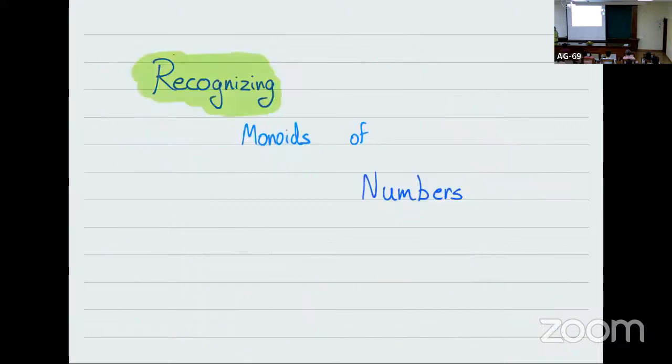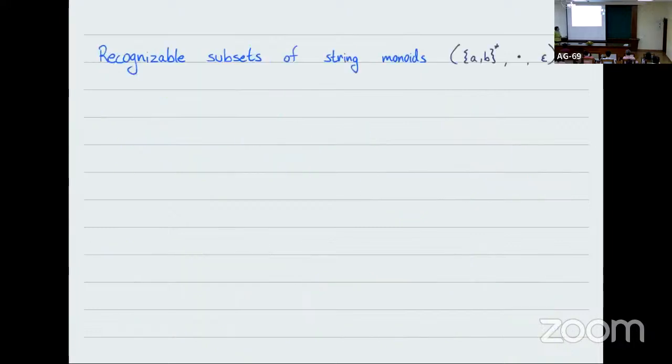Let's look at what it means to recognize a monoid. First we look at the string monoid. We have the set of all strings. For simplicity, we'll just look at binary strings over a, b, and we look at subsets of this. A subset of strings is a language, and recognizable subsets are nice subsets in a sense.